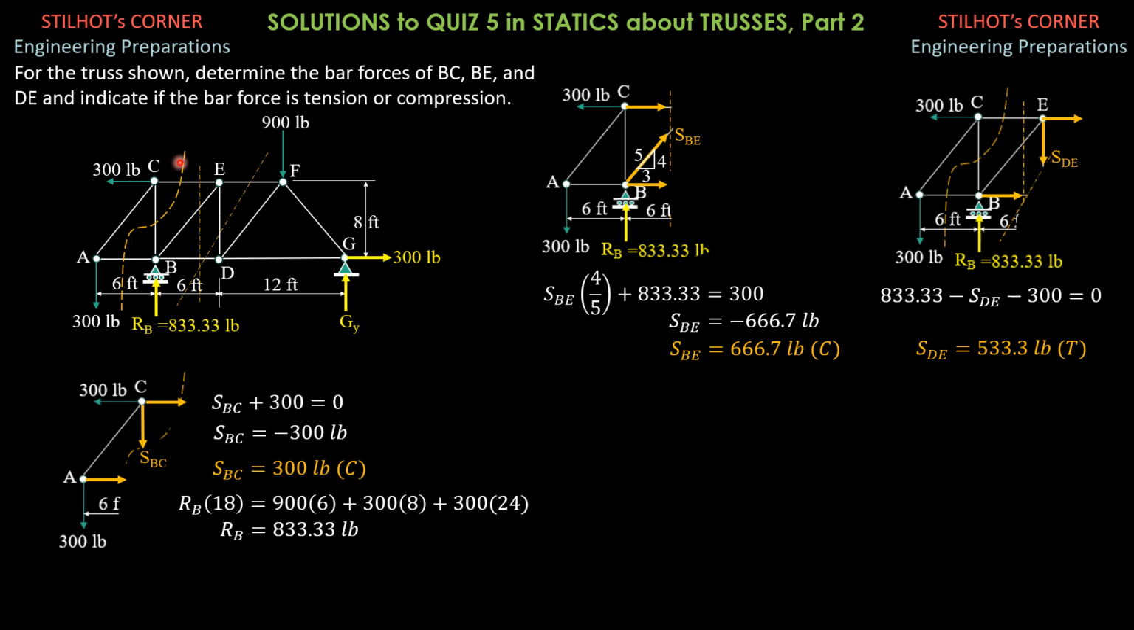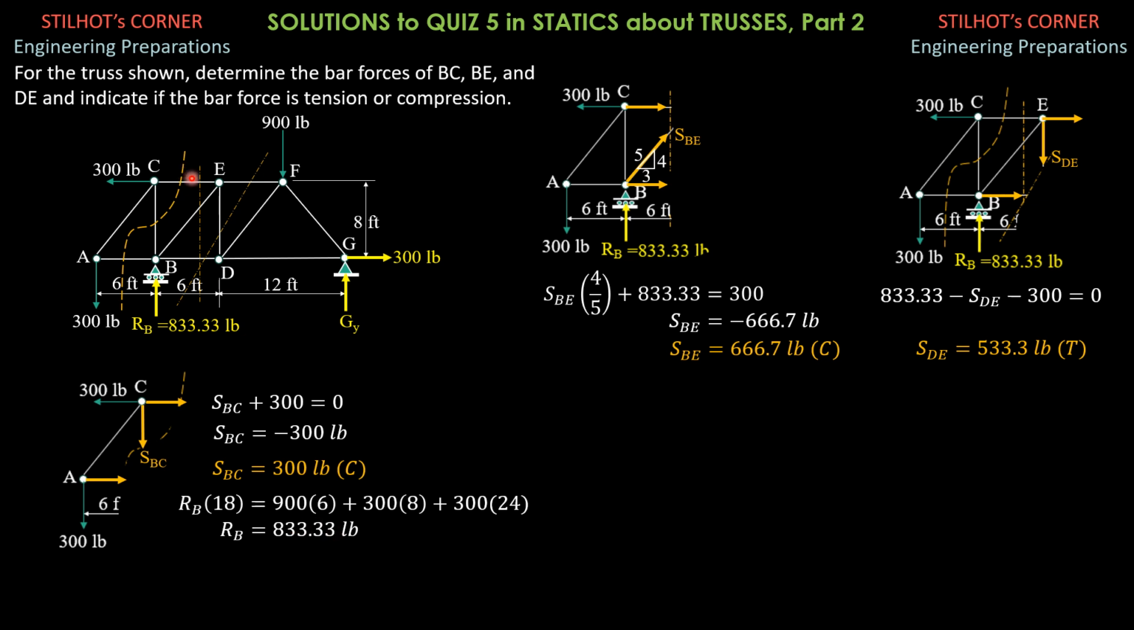Next, for BE, we have to introduce the section because the reaction at B is involved. We have to solve for the reaction at B first. Considering the entire system, we sum up moments about G equals 0. So this one is 300 to the right, obviously by summing up forces horizontal. So clockwise positive, reaction at B times 18. Everything is counterclockwise, so equals, beginning with 900, 900 times 6, plus this 300 here times 8, then plus this 300 here times 12 plus 12, 24. So reaction at B is 833.33 pounds.